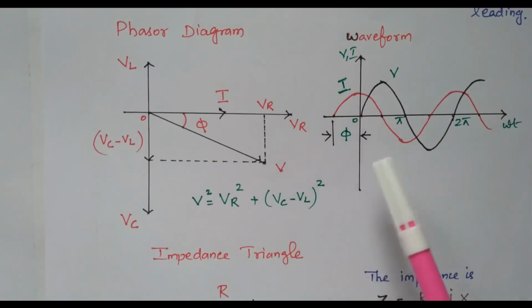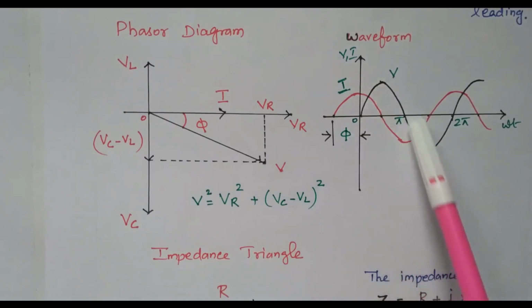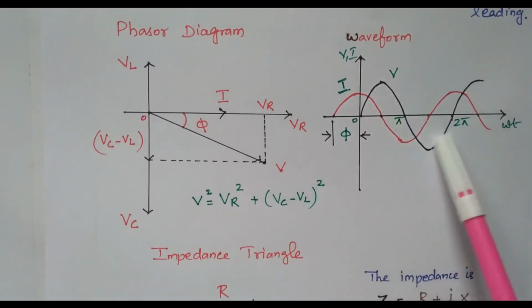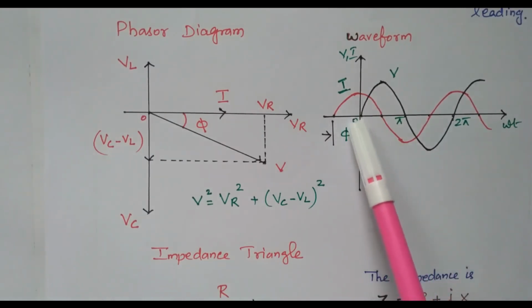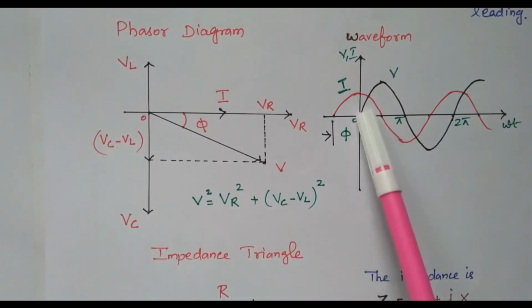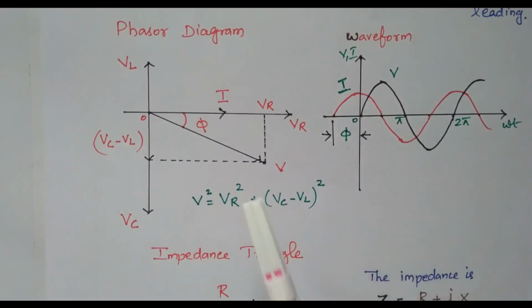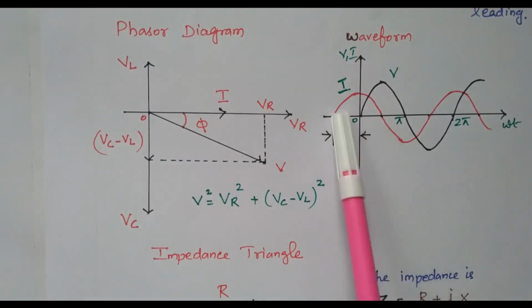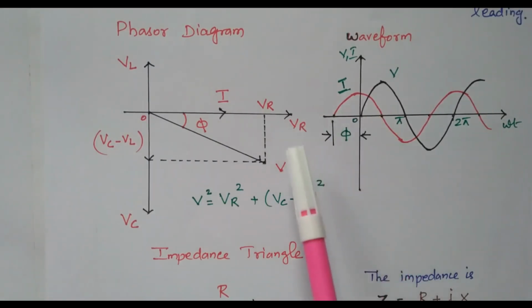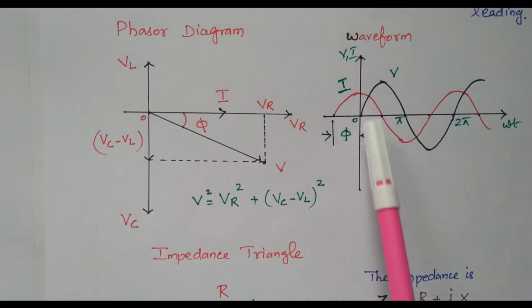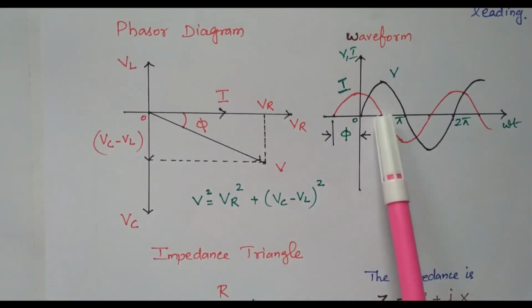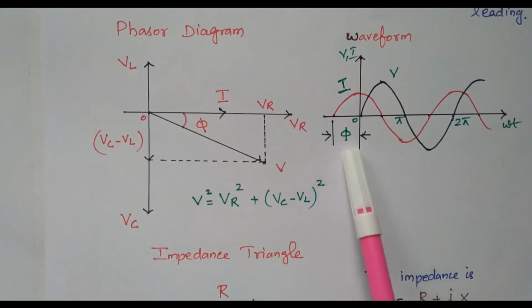Now we'll see the waveform. This is the voltage waveform, starts at 0 degrees. Current starts leading. So current starts earlier, before the voltage starts, with a phase angle of phi. So there is a phase difference between current and voltage of phi, that is leading. Current starts earlier. In the previous RL case, the current started later. Here current starts earlier, so there is a phase difference of phi.